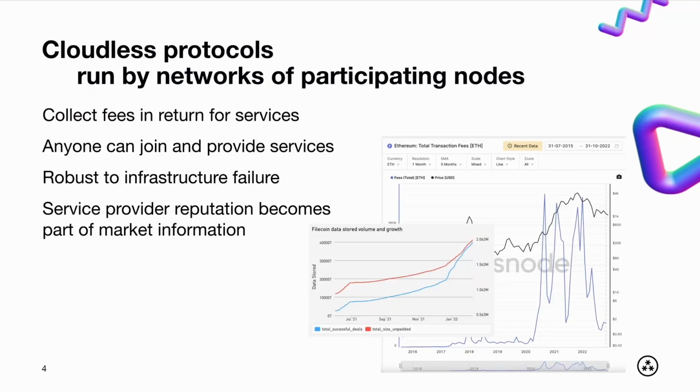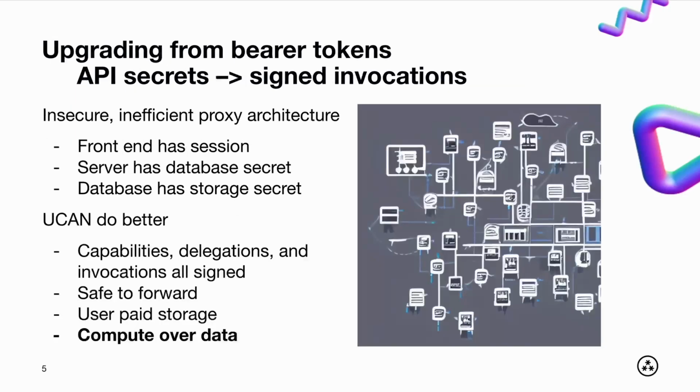And you're familiar with Ethereum, probably Filecoin. These have real economic growth. You could see by the fees the users pay to use them that people at least find them valuable. What's cool about these is anybody can join and provide services. So with Filecoin, anyone can hook up their computers and be part of the Filecoin storage network. This makes them incredibly robust to infrastructure failure and it makes it easy for workloads to move to the service providers with the best reputation or the best performance or the best price.